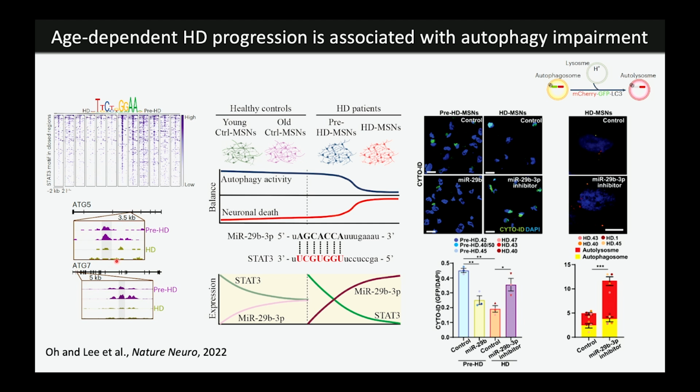With aging, patient neurons have a decreased propensity to activate components of autophagy. This is largely due to the increased age-associated expression of miR29B3P, which is a microRNA. It's interesting that if you look at this microRNA expression with aging in different patient populations, also in the brain, it goes up a bit with aging. But in the context of HTT mutation, miR29B3P expression goes up drastically.